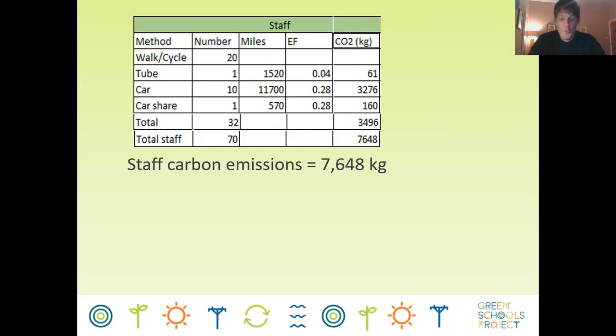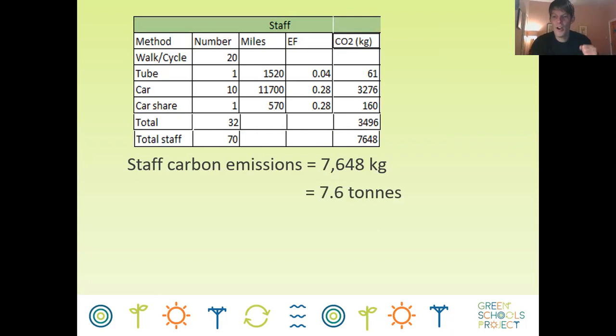And again, what I would like you to do is try to convert that into tons to make it an easier number. So there's, again, 1,000 kilograms in 1 ton. How many tons do you think that is to 1 decimal place? So what you should end up with is 7.6 tons.